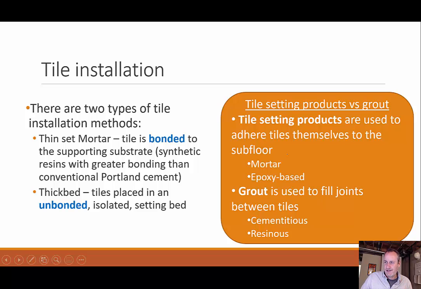So grout is used to fill the joints between the tiles. When we talk about these, it could either be mortar based or it could be epoxy based for the adhesion part. When we talk about the grout, it could either be made out of a cement or a resin. The other thing we should consider is instead of the thin set material, we could have a thick bed, and as the name implies, you're talking about a thin layer of material, thin set, versus a thicker bed. And the thick bed tiles are placed in an unbonded isolated setting bed, right? So unbonded meaning not bonded with the subfloor so you can actually move.